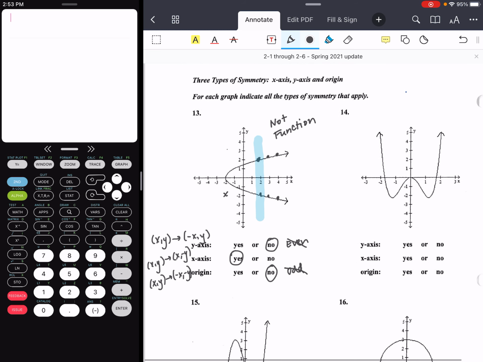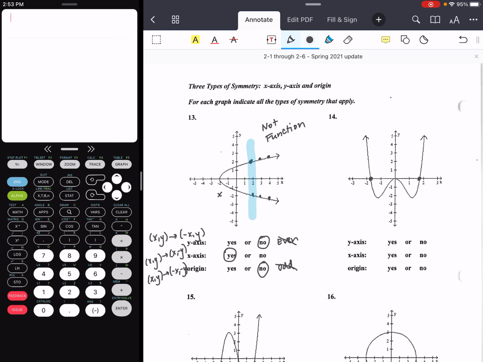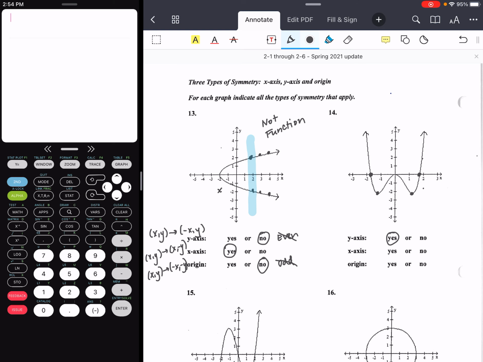All right, if I look at number 14, y-axis symmetry, I do see symmetry across the y-axis, this point and this point, right? The opposite sign for x values with the same y equals 0. I've got this point versus this point. So you can imagine folding this in half across the y-axis and having an exact match. So yes, I have y-axis symmetry. I don't see the same matches above and below the x-axis, so I don't have x-axis symmetry.